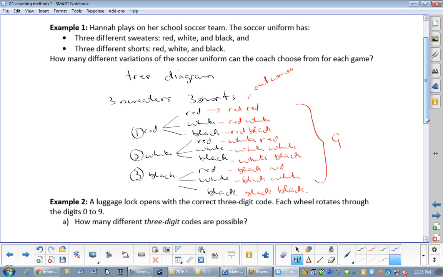But they may ask it like this. What are the chances that she would wear black or white? So that could be white or black or white, right? Or they may ask, what are the chances that she would wear both the same color? With 3 out of 9, 1 out of 3 chance.